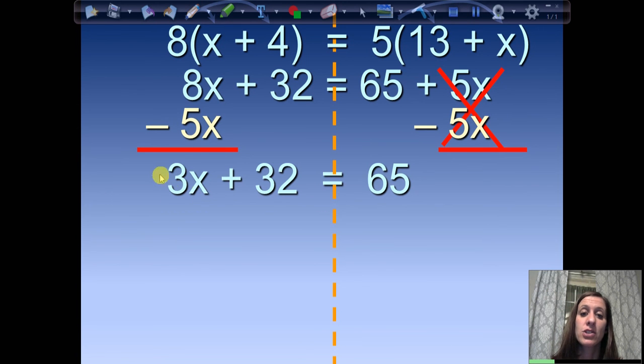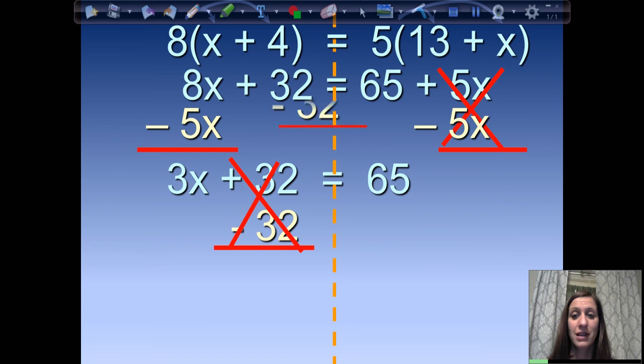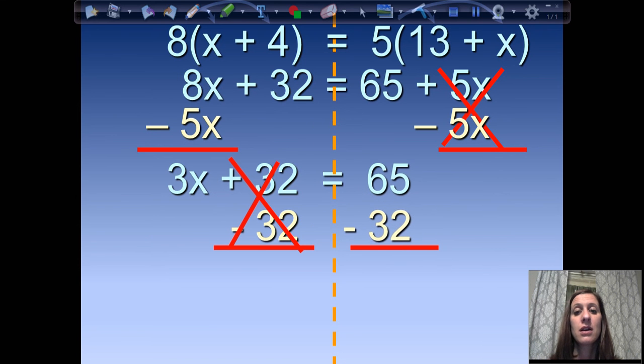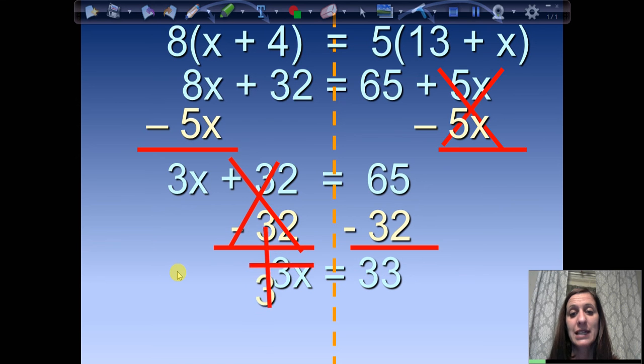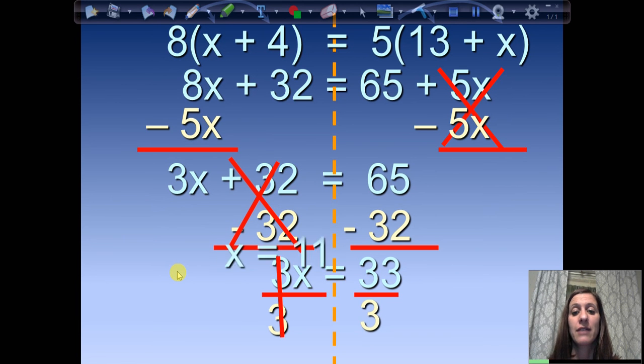Now I can actually start solving for x. So I can cancel the adding of the 32 by subtracting 32. And that's going to give me 3x, and then 65 minus 32 is 33. And then our last step, it's multiplication. We're going to divide to cancel multiplication. And we will be left with x equals 11.